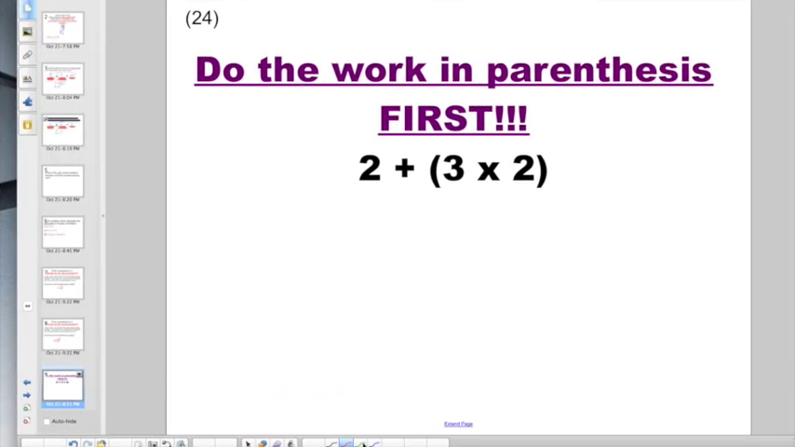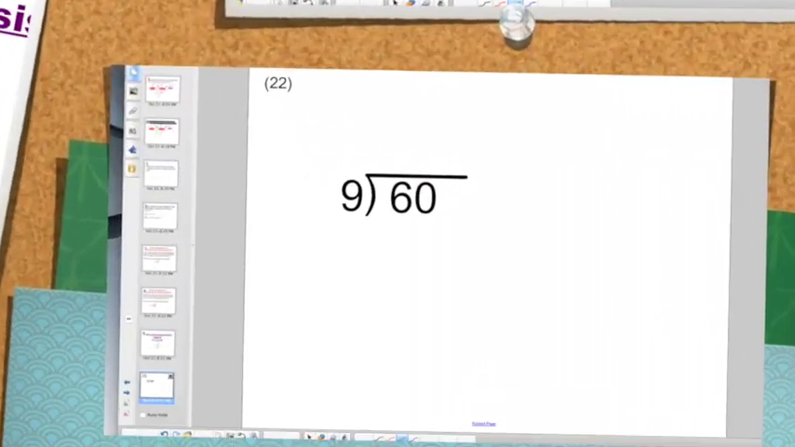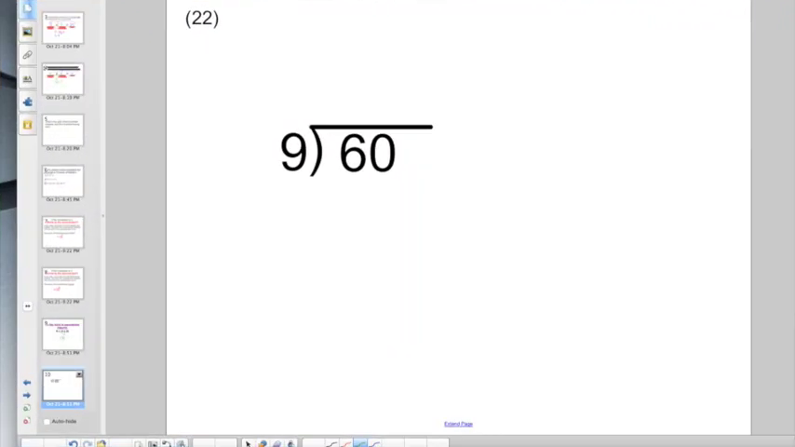So a lot of times kids will stumble over this one. Remember, do the work in parentheses first. I guarantee if you do this problem just left to right, you're going to get a wrong answer. So I have 3 times 2. 3 times 2 is 6. Then let's go ahead and add on the 2, which is going to give you a final answer for 8. Because in this case, the associative property does not apply. If I put parentheses here, I'd come up with a totally different answer.